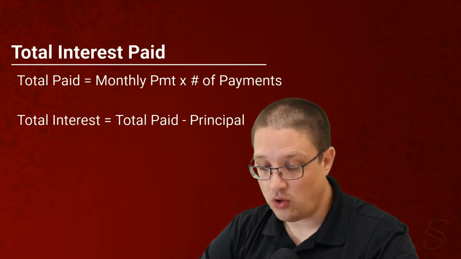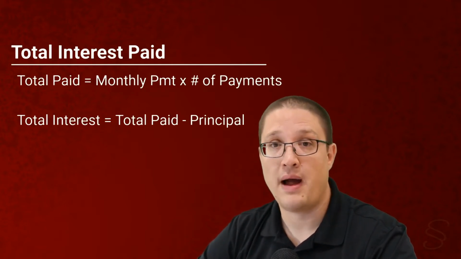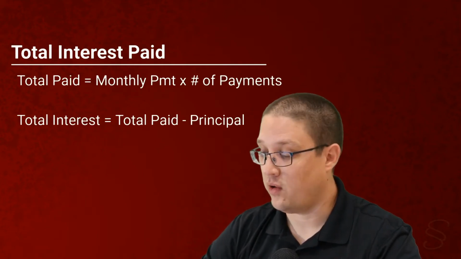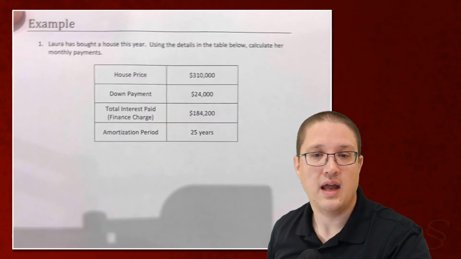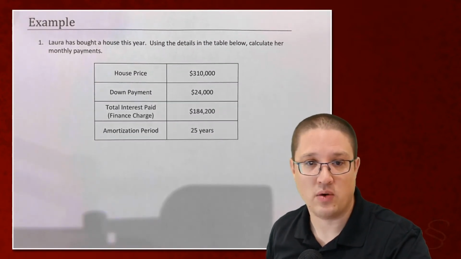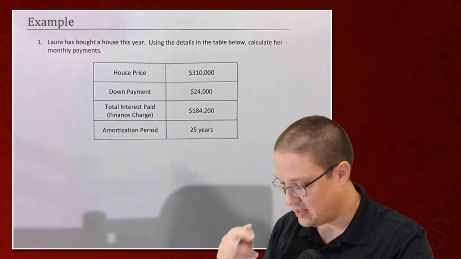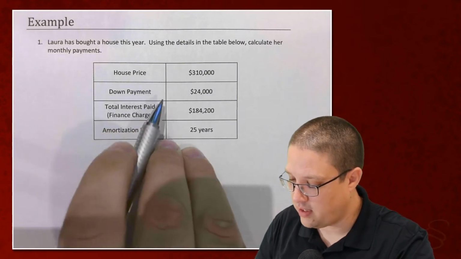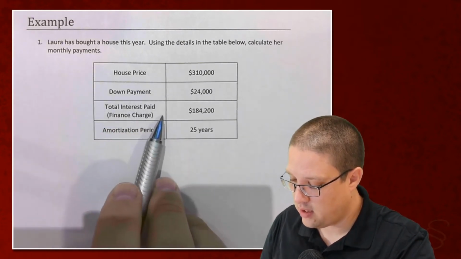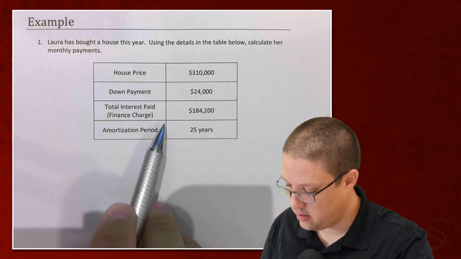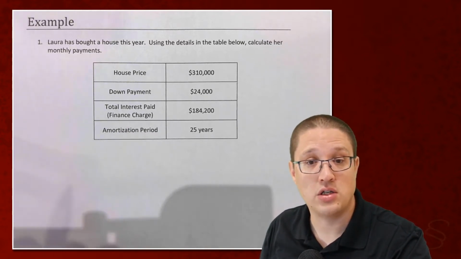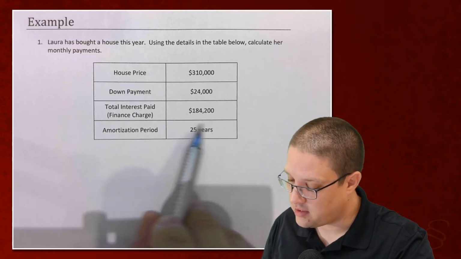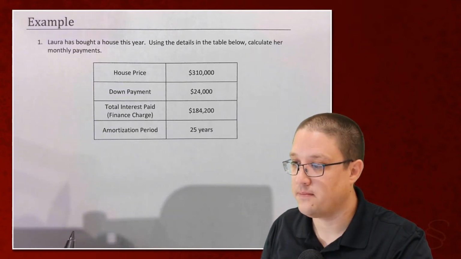However, we can also use this to work a little bit backwards to see what we can figure out for mortgages. So let's take a look at an example here. In this case, we have someone who bought a house, and there's a little bit of details in the table here. So we have a house price, a down payment, a total interest paid, or a finance charge. You'll sometimes see that called finance charge. And there's an amortization period of 25 years.